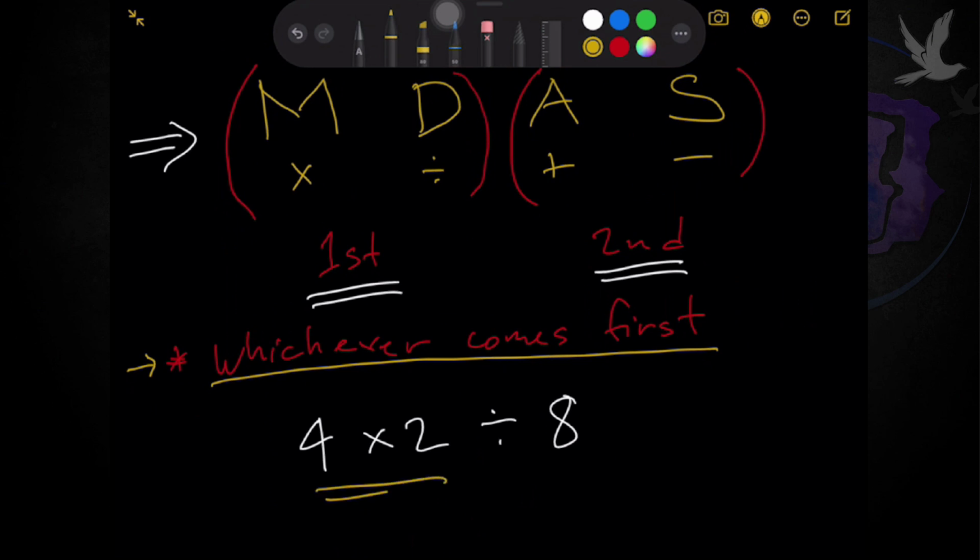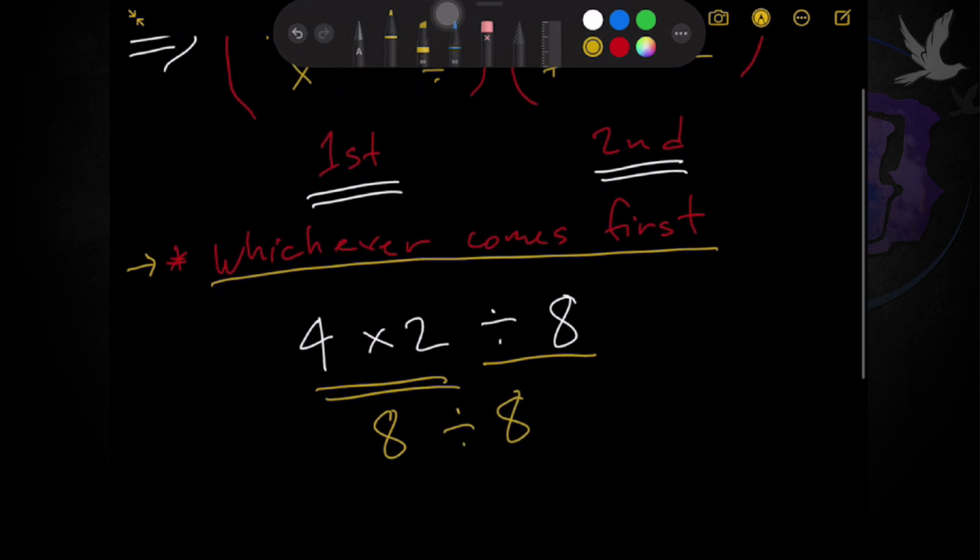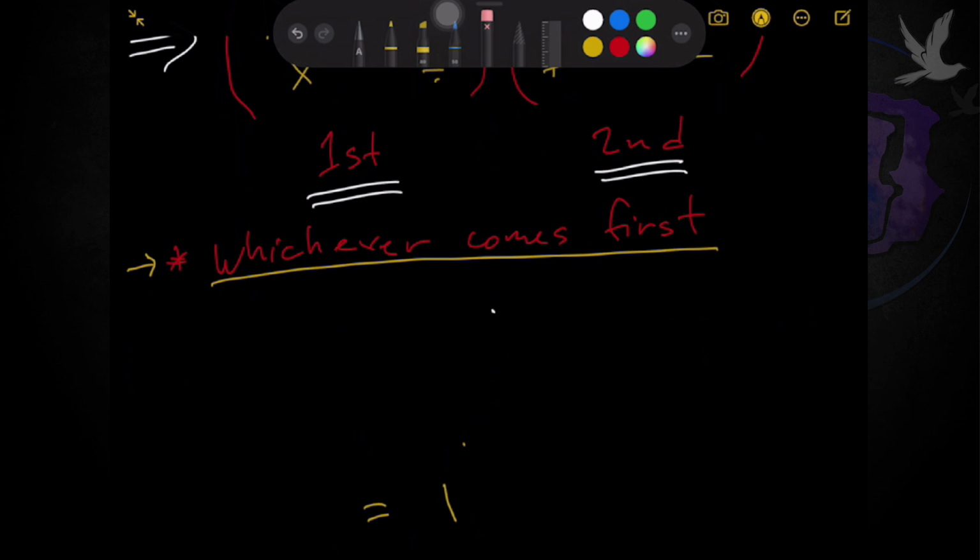Which is 4 times 2. Okay? 4 times 2 will now give you 8. All you need to do now is rewrite divided by 8. 8 divided by 8, since it is the only operation left, will give us an equivalent answer of 1. Okay. Teacher Mike, I don't get the whichever comes first part. Okay. I now change the given example.